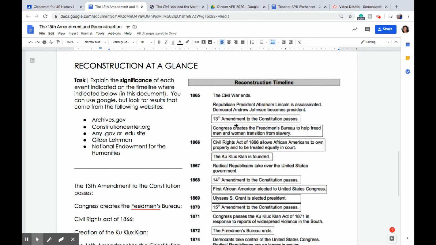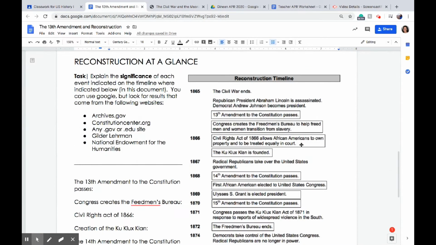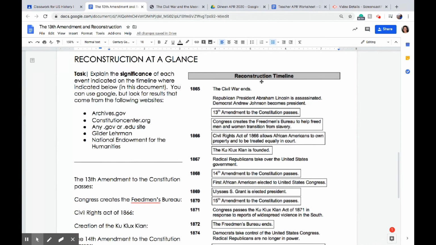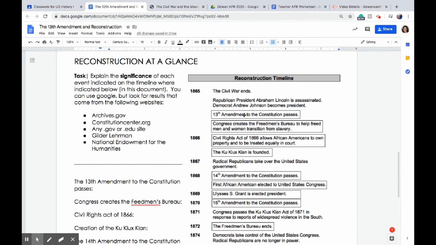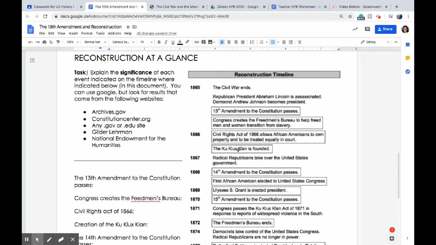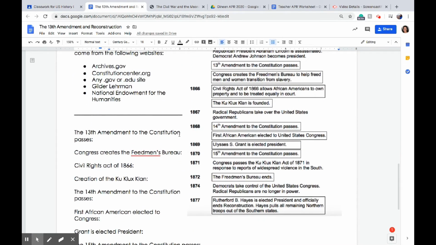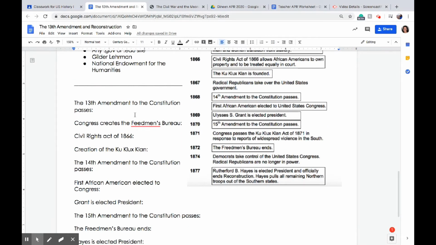Reconstruction, for the most part, begins with the ratification of the 13th Amendment, which you just saw up here. So a really important thing to consider as we learn about Reconstruction over the next couple weeks is how formerly enslaved people are being integrated into the United States as citizens. For today, we're just getting an introduction to Reconstruction. So each of these items circled on the timeline, you'll conduct a Google search to learn a little bit more about each of these events and explain the significance of them here where it indicates on the document.